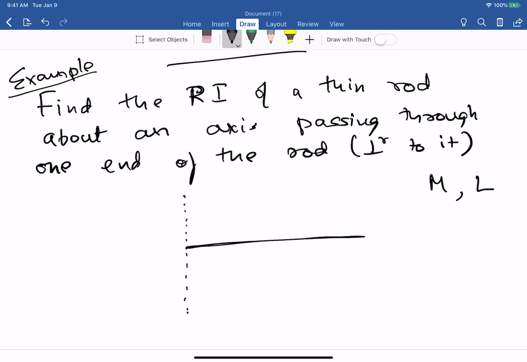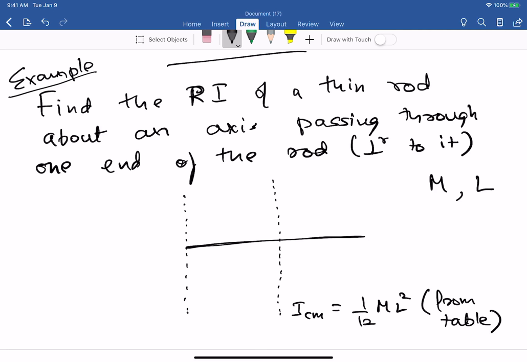Okay, so how do we do this? First thing that you would want to do is look through the table and see if this shape is on the table. Unfortunately, this shape is not on the table. However, from the table you can find that if the axis passes through the center of mass of this rod, we do know what the rotational inertia is for an axis which passes through the center of mass of the rod. Let's call that ICM. So ICM from the table would be 1/12 ml squared, and this just comes from the table. I didn't do anything fancy.